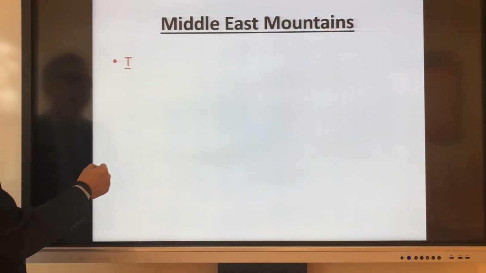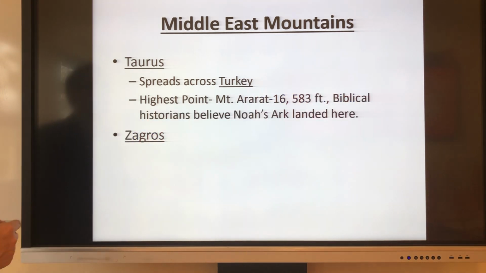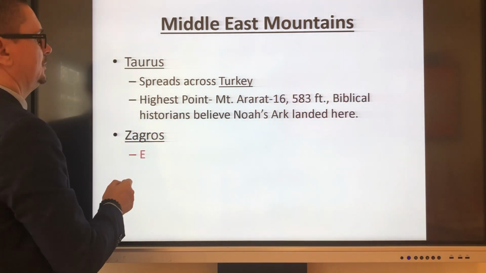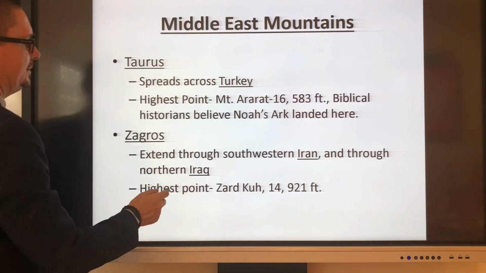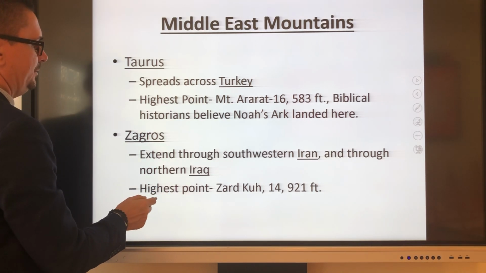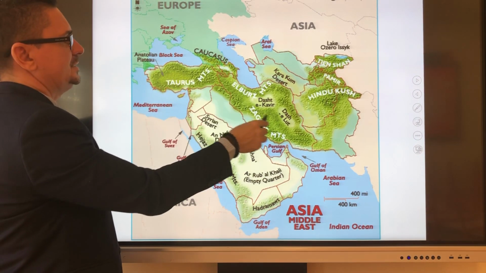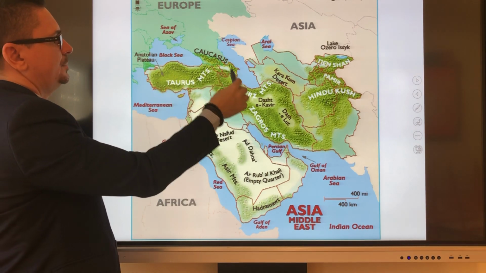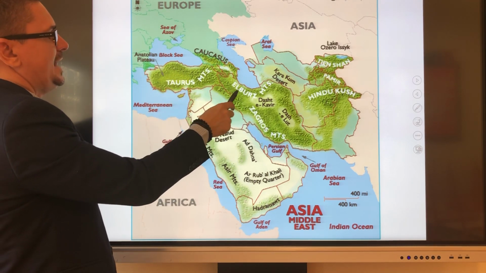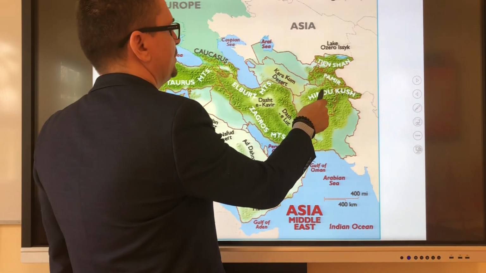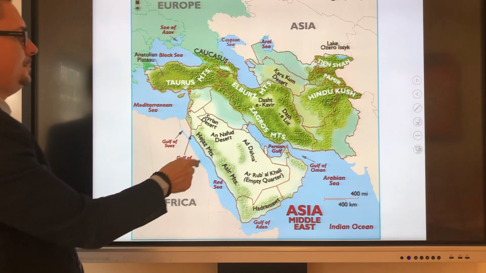The mountain ranges, the names are special. Taurus, the highest point is Mount Ararat, biblical name. Zagros, it is extending through southwestern Iran, and the highest point is also here, Zard Kuh. You can see these mountain ranges here nicely on this map. Actually, they really form a special long chain, all these young folded mountain ranges. Taurus Mountains, Elburz, Zagros, Hindu Kush, Pamir, Tian Shan. So these are the big mountain ranges there.